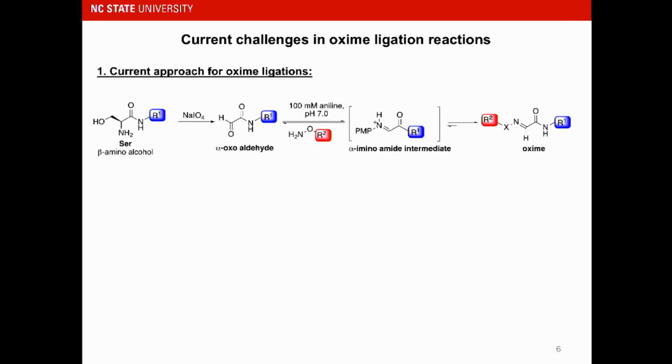Okay, at this point, I want to introduce the existing or remaining challenges with oxime ligations. And so again, the state of the art is to do this under aniline catalysis at neutral pH.